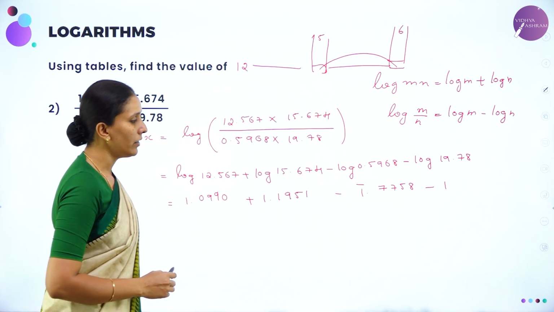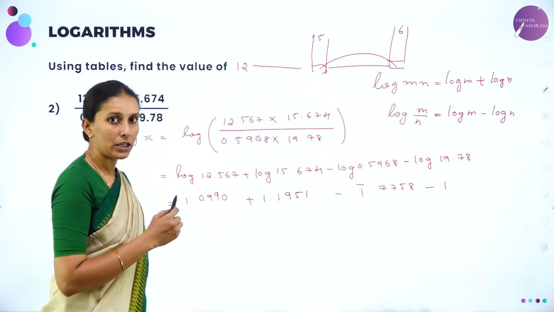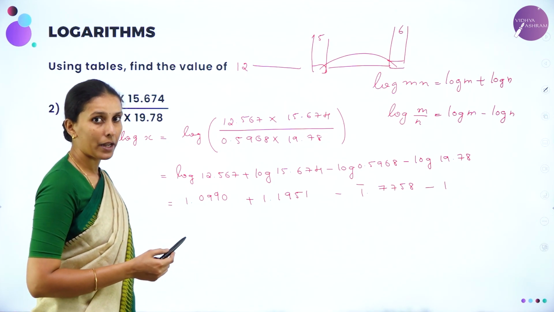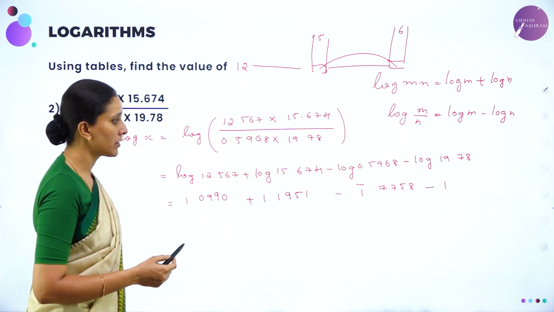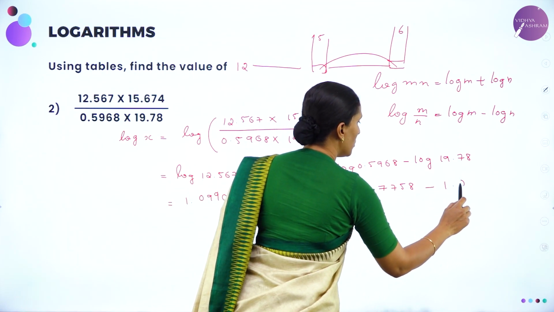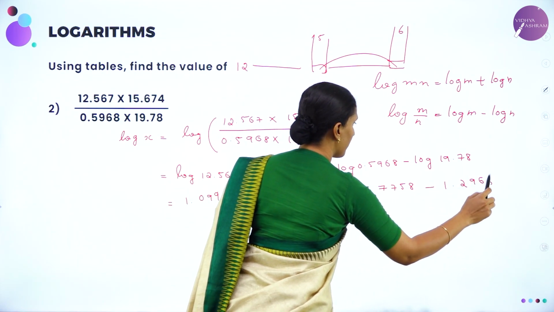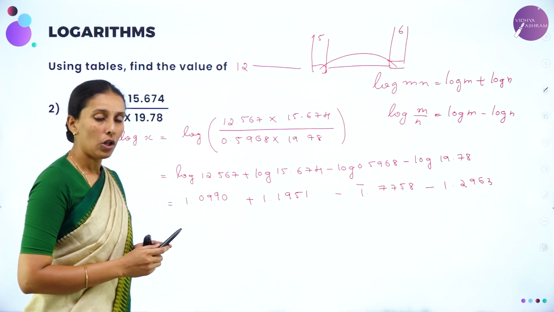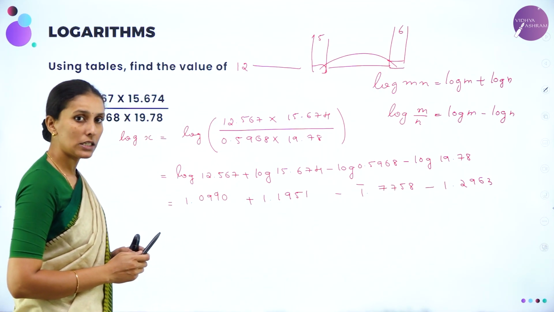Next, for the last one, we need to find out the value in the row 19 headed by column 7 and then headed by column 8 in mean difference. So the value will be 2963. Now, after evaluating this with the help of log table, we'll simplify the solution.